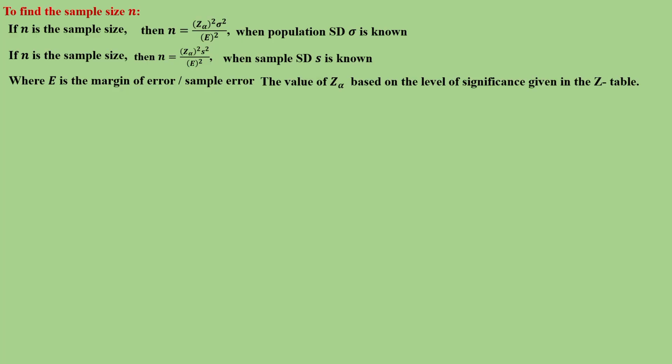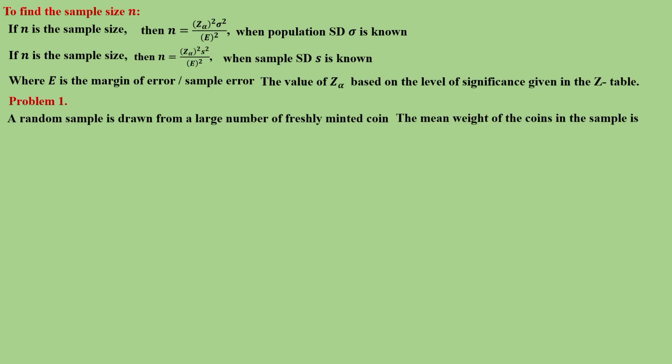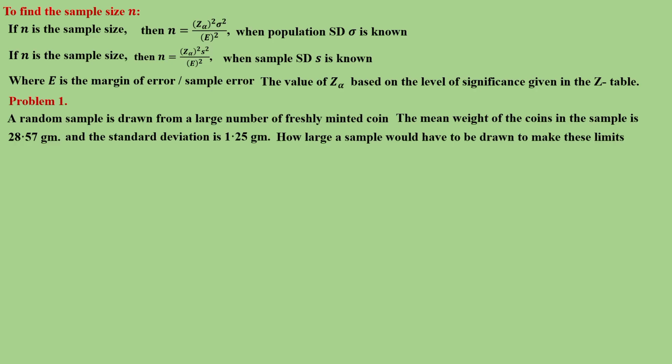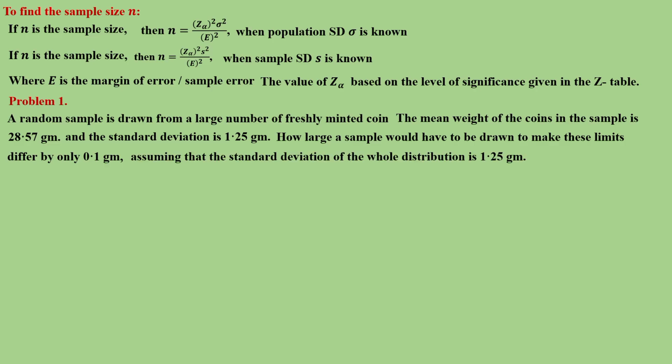Z alpha is based on the level of significance. We have the table; from that table we can easily put the value of z alpha. So first problem: a random sample is drawn from a large number of freshly minted coins. The mean weight of the coins in the sample is 28.57 grams and the standard deviation is 1.25 grams. How large a sample would have to be drawn to make these limits differ by only 0.1 gram, assuming that the standard deviation of the whole distribution is 1.25 grams?